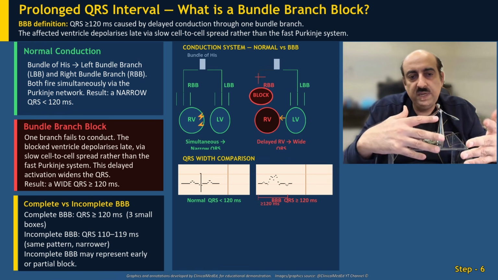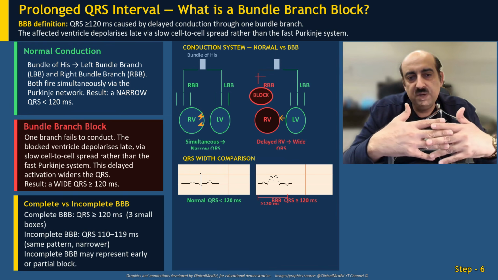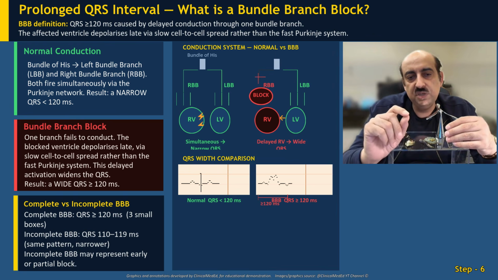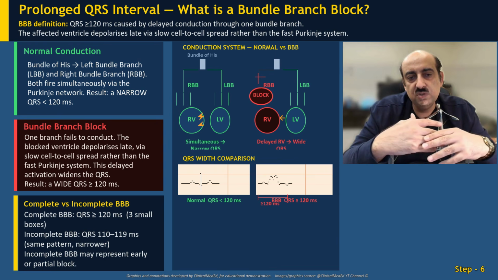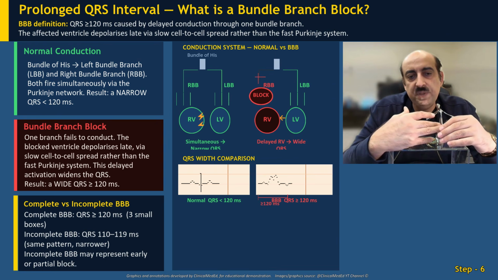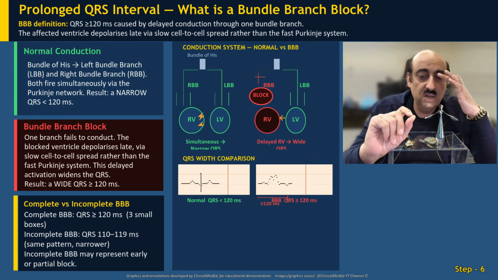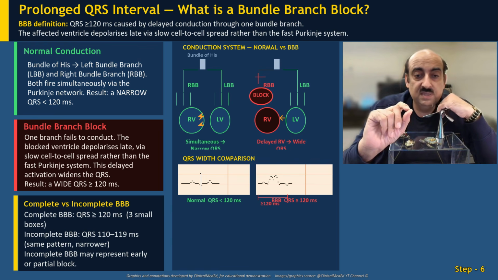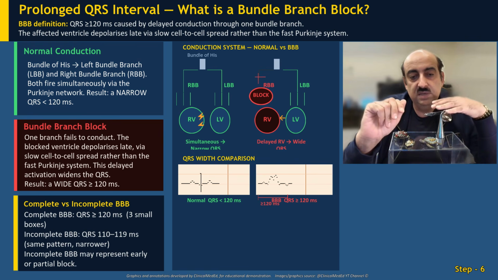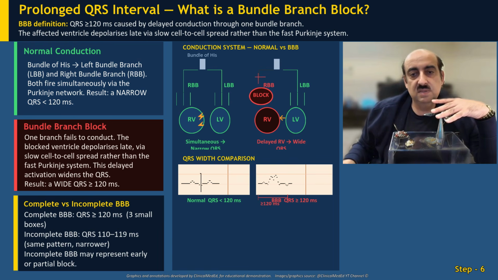Again, it can be a complete or a partial bundle branch block. In complete, the duration will be more than 3 small squares or more than 120 milliseconds. In incomplete, it can be less than this interval, 110 to 120 milliseconds, but the pattern will be different. So that's the main difference. So this is the difference between a normal conduction and a bundle branch block conduction.